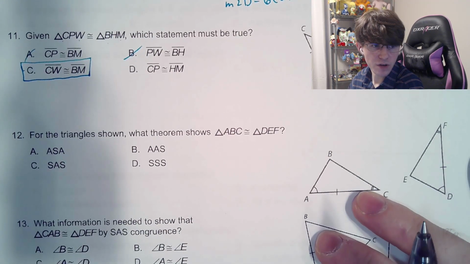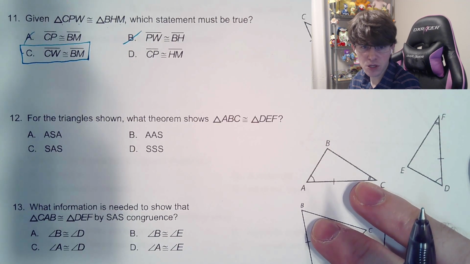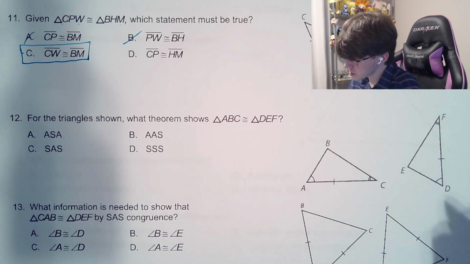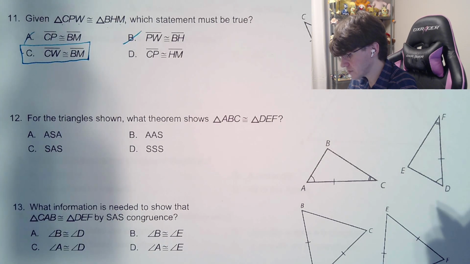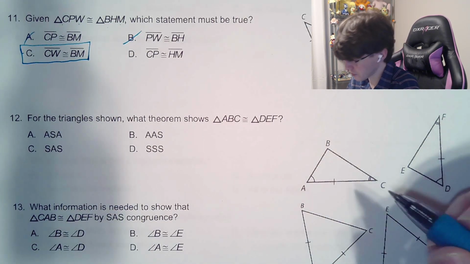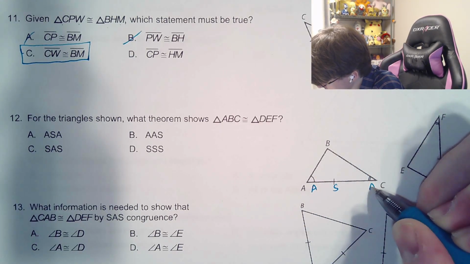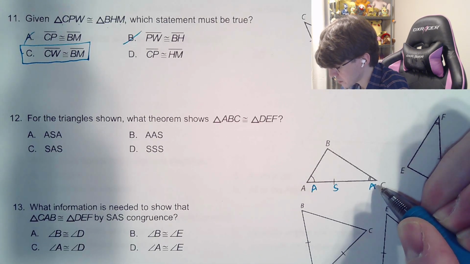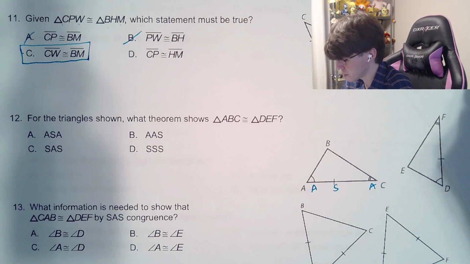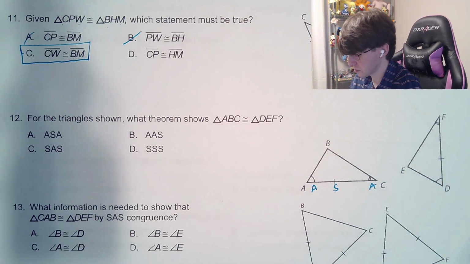So number 12, for the triangle shown below, which theorem shows these two triangles are the same? I think it's important to mark up the angles and the sides kind of in the order, and then it makes it more obvious of which question is the correct answer. So if you notice, I'm going to go ahead and put an angle there, and then a side there, and then an angle there, because those are the ones that are marked on the figure. I didn't put an angle up there because it's not marked. I didn't put a side or a side there because those aren't marked.